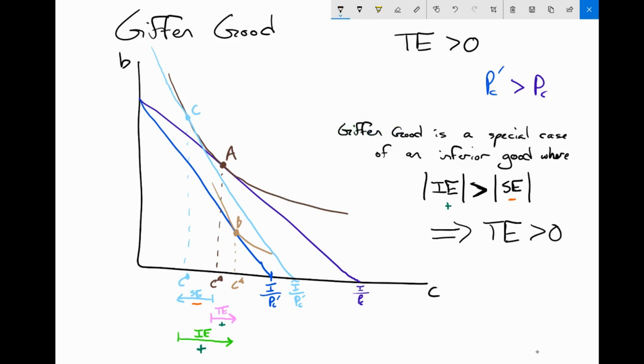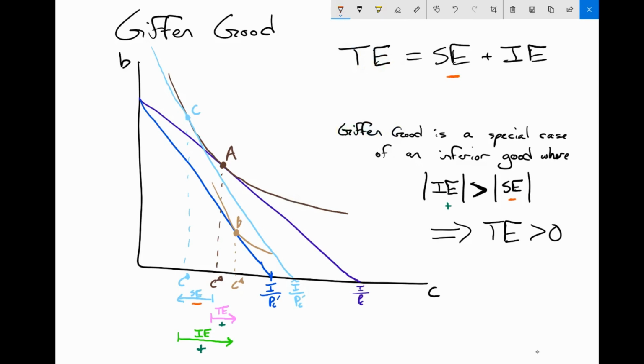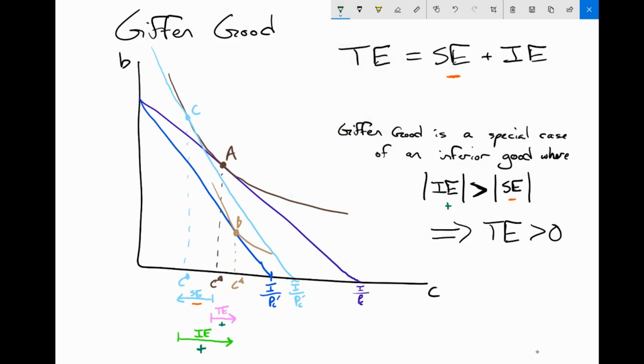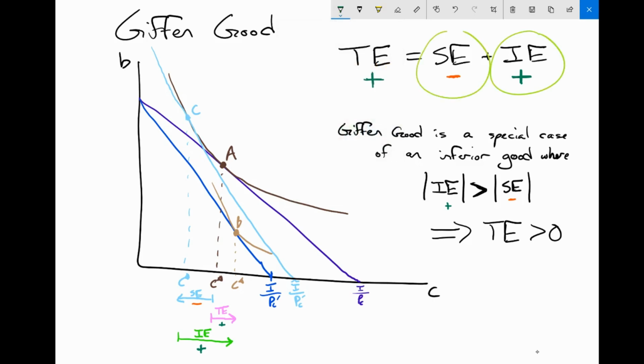So let's illustrate that up here. Total effect is equal to substitution effect plus income effect. So imagine a situation in which the substitution effect is negative. It's always negative. But you have an inferior good, and it's so inferior that the income effect is huge. It's positive because it's an inferior good, but this effect is larger than this. The income effect is larger than the substitution effect, such that the total effect is positive. This is called a Giffen good.